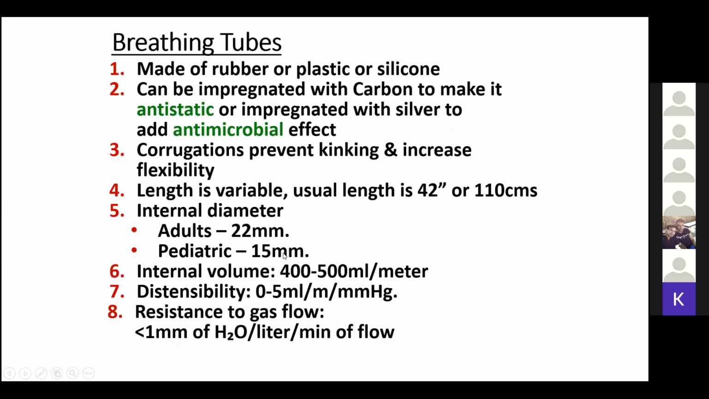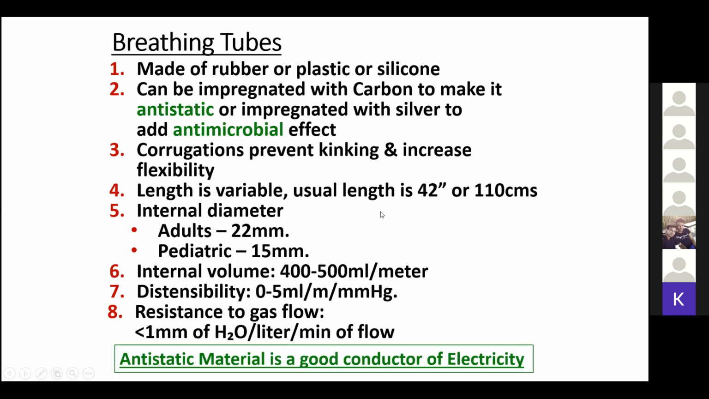Internal diameter for adults is supposed to be 22 millimeter and for pediatric 15 millimeter. Internal volume is supposed to be 400 to 500 ml per meter length of the tube. The distensibility should be 0 to 5 ml per meter per millimeter of mercury pressure. The resistance to gas flow should be less than 1 millimeter of water per liter per minute of flow.